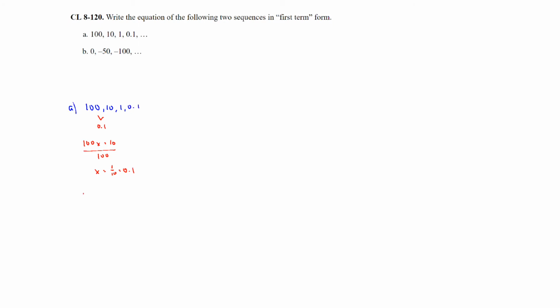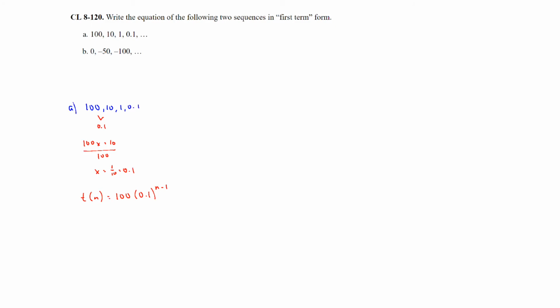So we're going to go ahead and say t of n is equal to the first term, which is 100. The multiplier is 0.1. And then remember, we're going to raise it to the n minus 1 power. Now, on this, it wants the first term form.